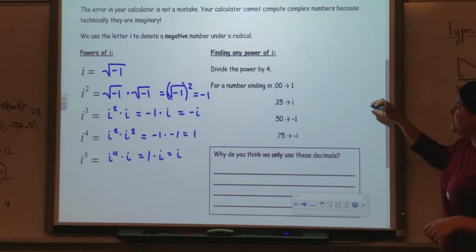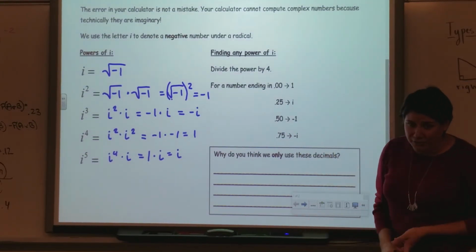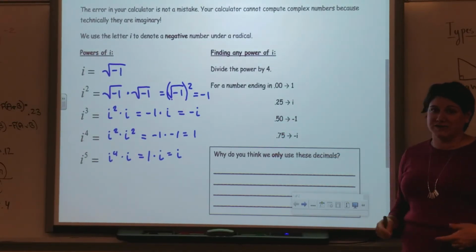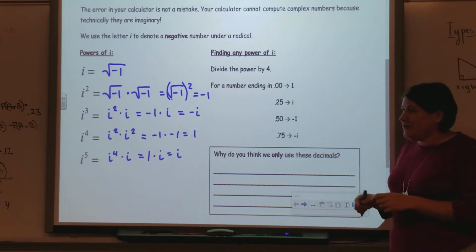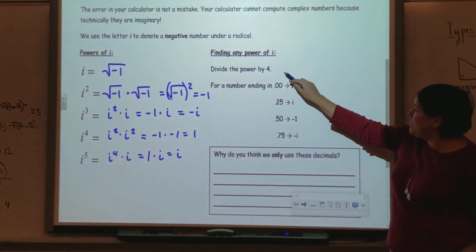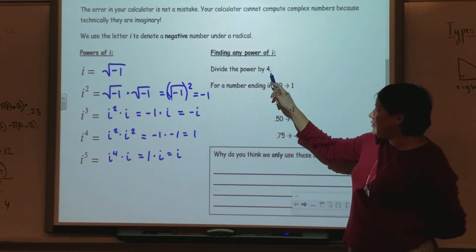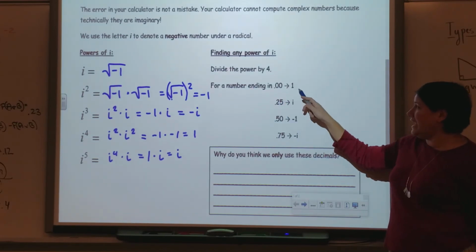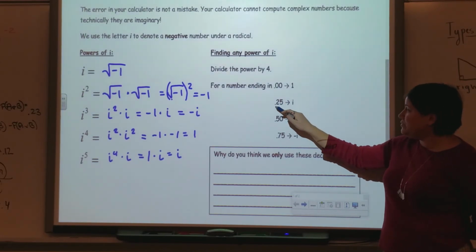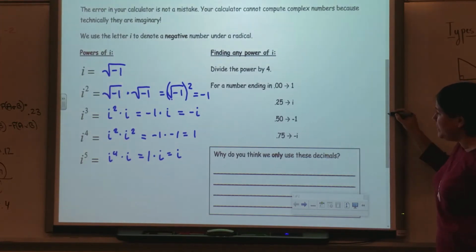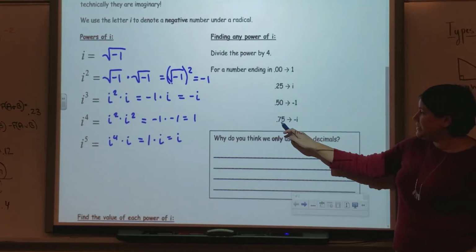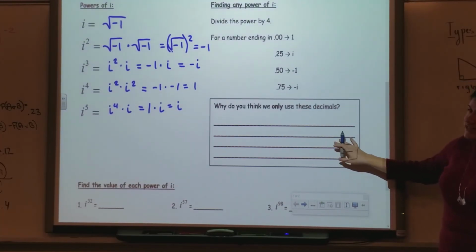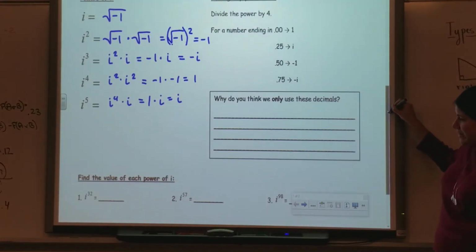And that is why we can now use this rule over here. So for finding any power of I, because it would get kind of complicated to keep going and going and going, especially when you have powers like 72 and 38. You don't want to count 38 times. So just remember these rules right here. Divide the power by 4 in the calculator. If the number is 0.00, that's equal to 1. If the number in the calculator ends in 0.25, that is I. If it ends in 0.5, that's negative 1. And if it ends in 0.75, that's negative I. And then right here, why do you think we only use these decimals? I want you guys to answer that on your own, and we'll talk about it tomorrow.